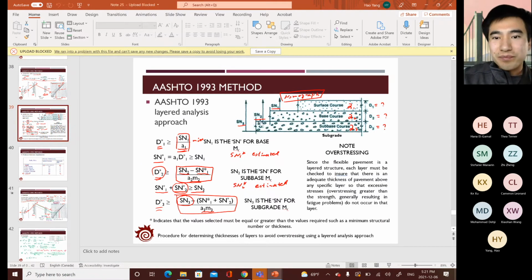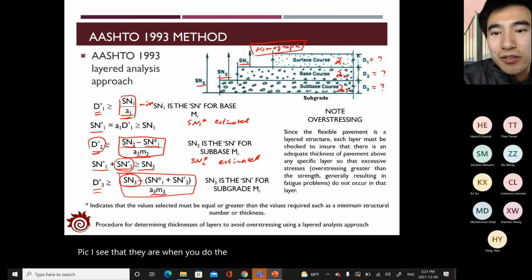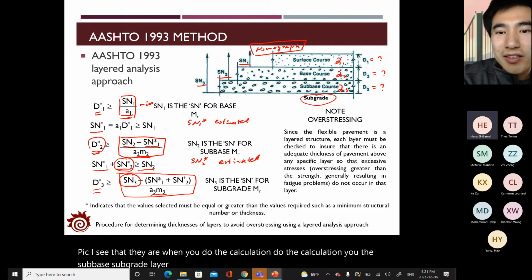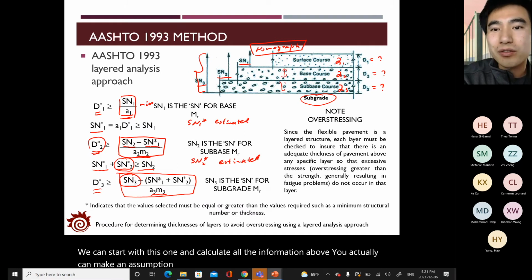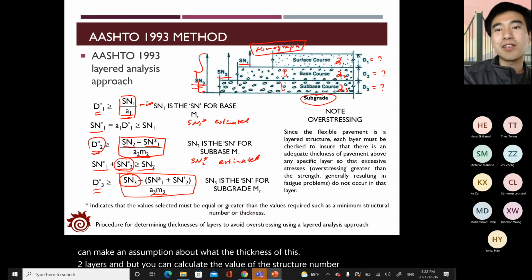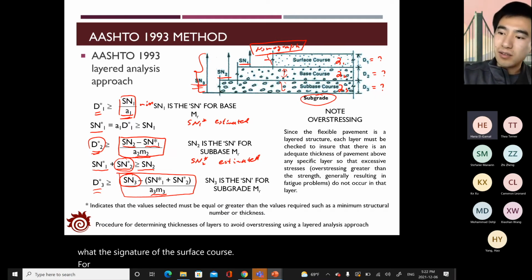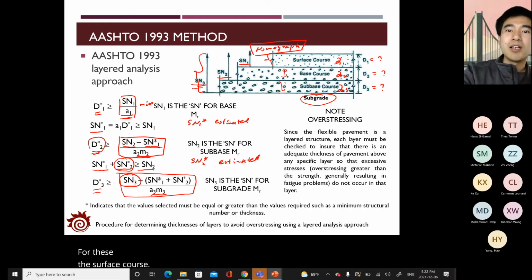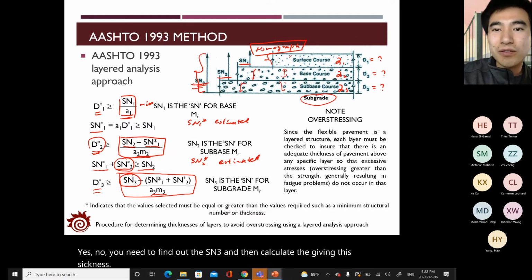So you can see that when you do the calculation, you know the subgrade layer, right? You can start with this one and calculate all the information. You actually can make an assumption about the thickness of these two layers, but you can calculate the value of the structure number SN3 for all these three layers. The problem just wants you to find out the thickness of the surface course. For the surface course, should I use the MR of the base course? Yes, no, you need to find out the SN3 and then, given the thickness of these two layers, calculate the value for the surface course.